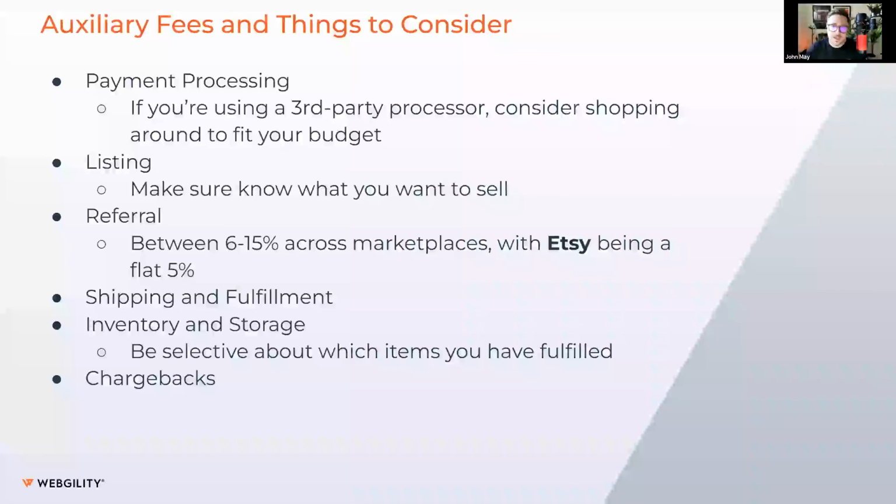Inventory and storage. If you have heavy items, the heavier they are, the more it's going to cost to store them, especially in the case of something like Amazon. And then, of course, things like chargeback fees. Chargebacks are something you always want to avoid, but it is inevitable. So it's, again, one of those things to consider when you're talking about all the different fees and expenses that you pay in your store.